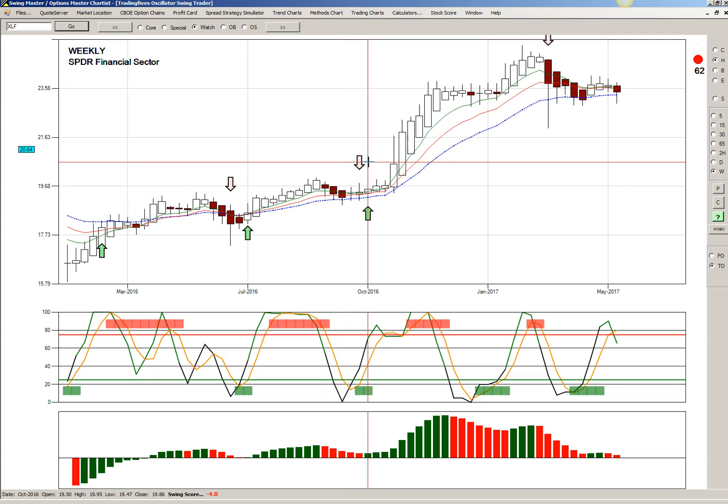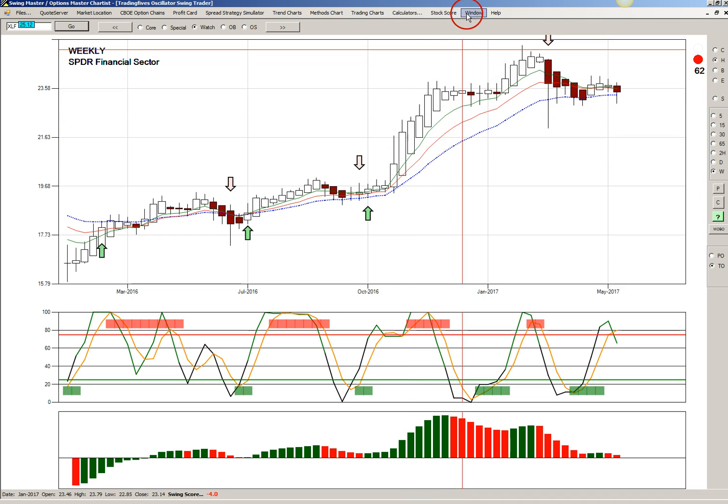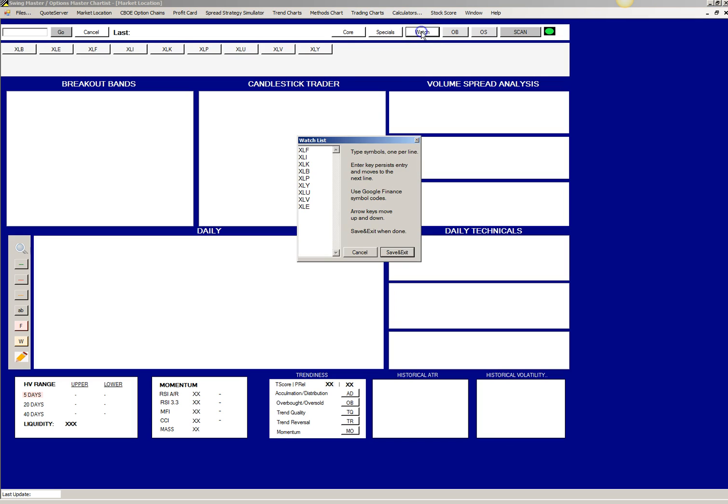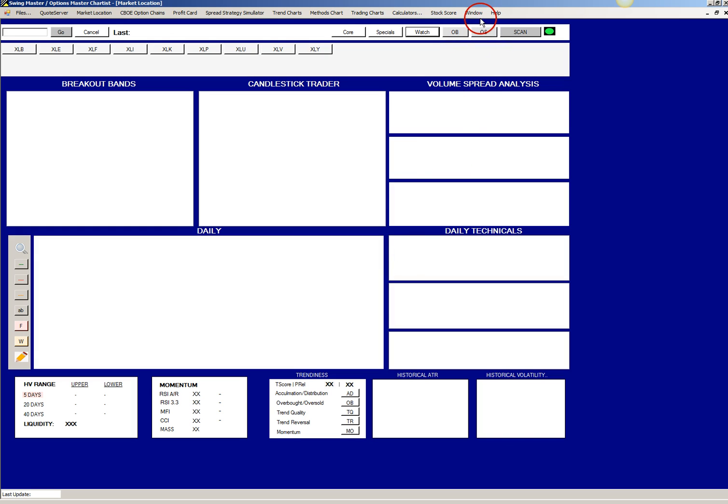Today is Saturday, May 20th, and we're going to look at the weekly S&P financial spider and develop a trading theme for the coming week. The way we started off was we went to one of our three watch lists, and we just entered, or you can copy and paste from an ASCII file, all of the S&P sector spiders.